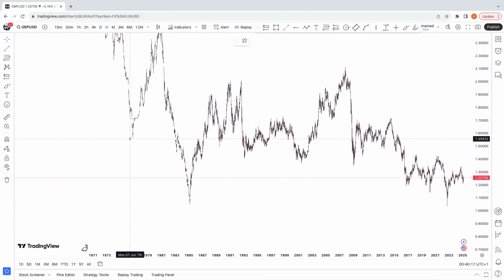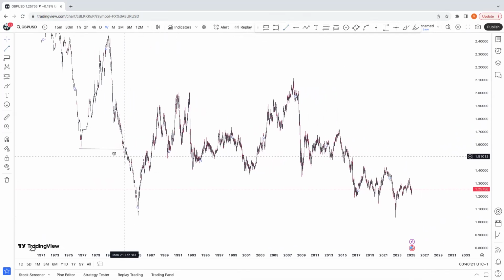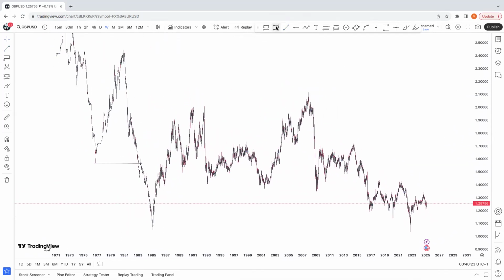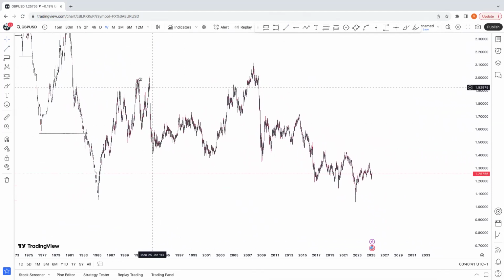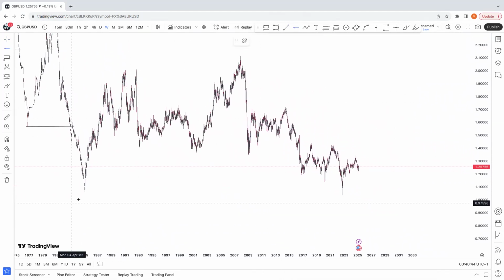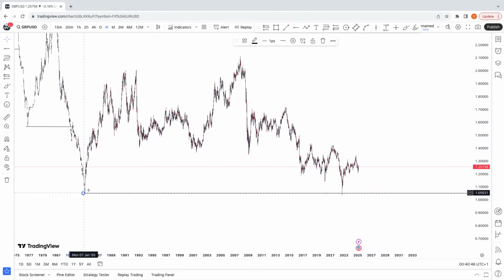Now, if you look at the structure we have here, we have a BOS here, and we also had a BOS here as well. We had a BOS here, and we had a BOS here as well. So this is a perfect downtrend, even on the weekly time frame. And we had a BOS here as well. So you can see this is a perfect downtrend by GBP USD. And then we have another BOS here.